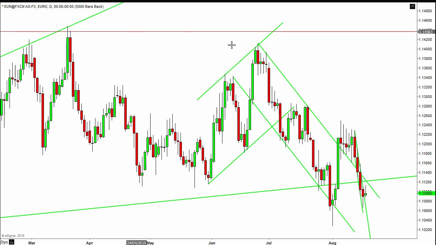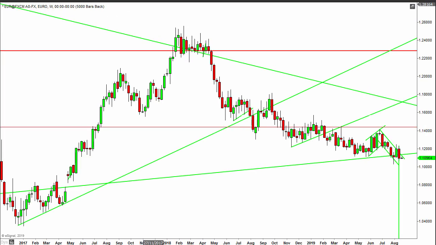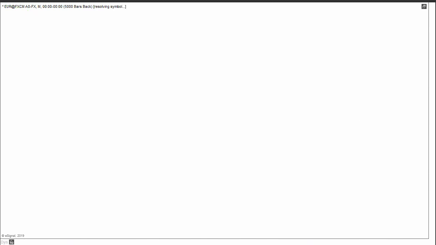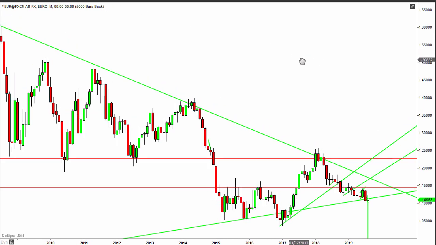Let's now go. So I've covered this downwards channel here, which was on the hourly chart, and I've now just covered that one. Now let's go out to the higher time frames, because these lines are all on my chart. Actually, the weekly's no good there. It makes it a bit easier going out to the monthly.